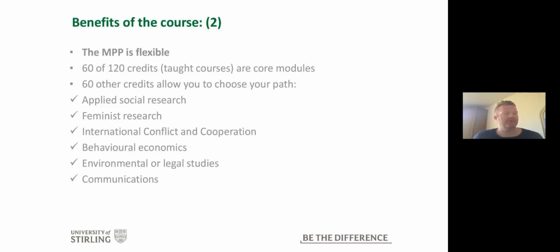Now, for example, if someone wanted to do a PhD, I would say do the other 60 credits in applied social research, which are delivered through the Faculty of Social Science. Or you can do feminist research in our faculty, and that includes a placement with an organization. Or you can combine it with our other politics degree, international conflict and cooperation, and do credits there. Or you can do behavioral economics, legal studies, environmental studies, or communications. Those are the topics that people tend to take. There are more choices, but those are the main pathways.